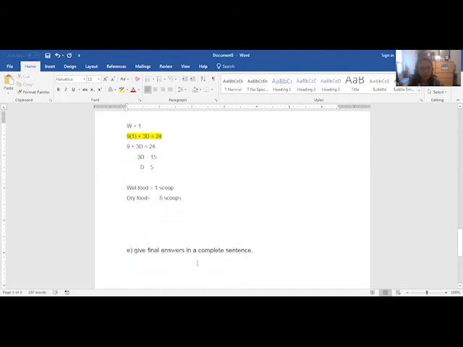Part E asks us to give our final answer in a complete sentence, which is now easy because we understand it both in mathematical terms and in English terms. Pauline's recipe needs to contain 1 scoop of wet food and 5 scoops of dry food to meet the needs listed.